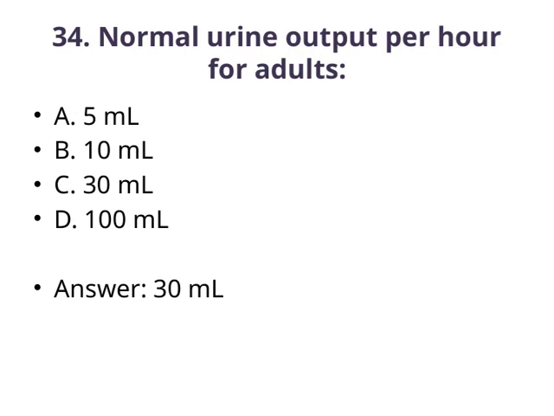Now, let's look at the normal urine output per hour for adults. The options here are 5 ml, 10 ml, 30 ml, and 100 ml. The correct answer is 30 ml. This is an important point because it helps us gauge whether the kidneys are functioning properly. In a typical healthy adult, producing about 30 milliliters of urine per hour indicates normal kidney function and adequate hydration.